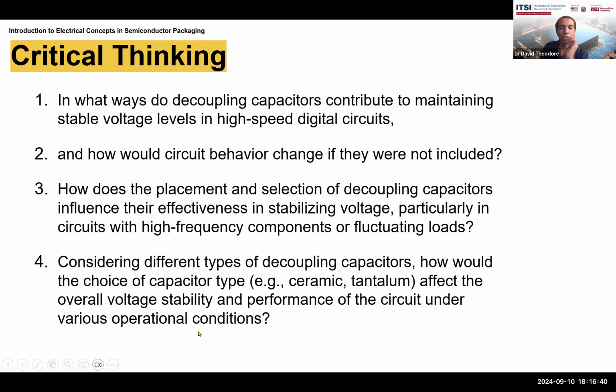The fourth question is considering different types of decoupling capacitors. How would the choice of capacitor type, for example ceramic or tantalum capacitors, tantalum oxide, affect the overall stability and performance of the circuit under various operational conditions? So just something for you to think about, right?